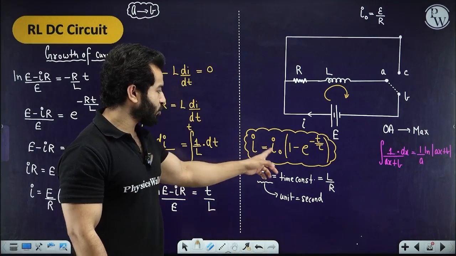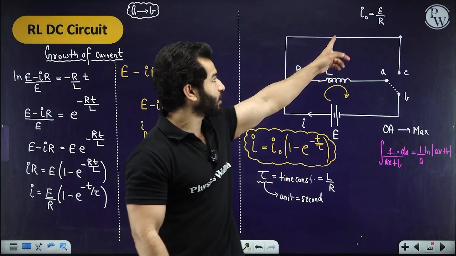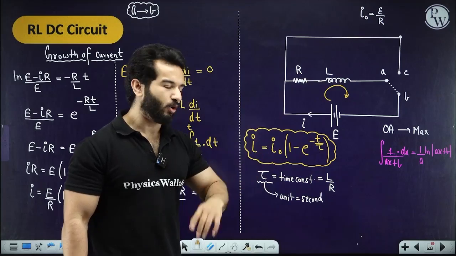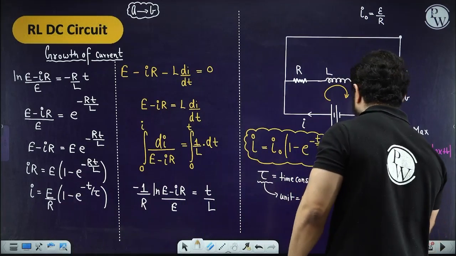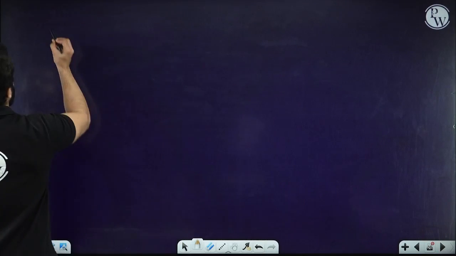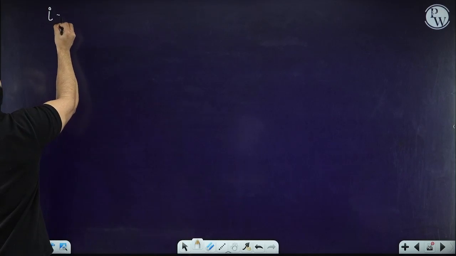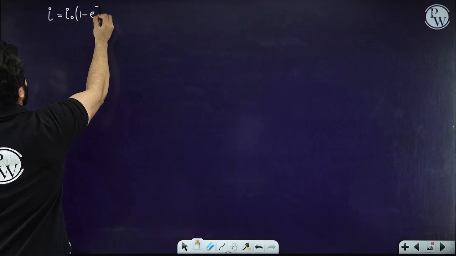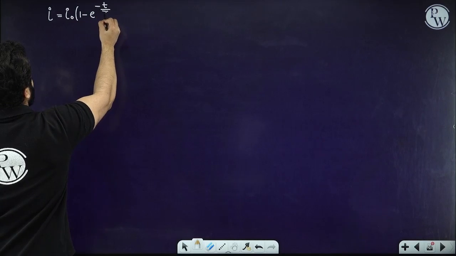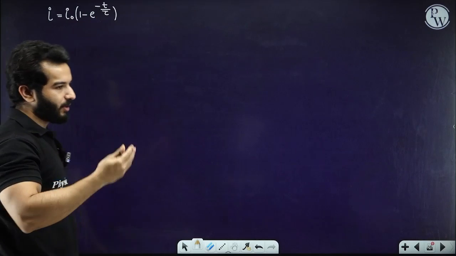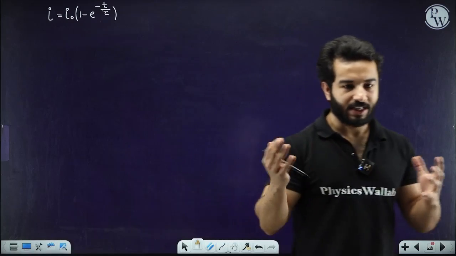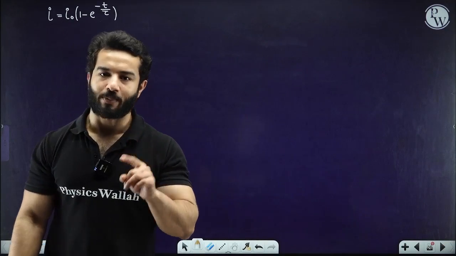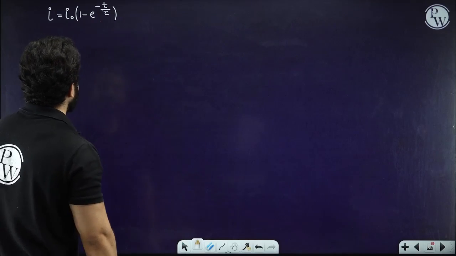Right, so I naught is the maximum current that we were talking about, E by R, right? I equals to I naught times 1 minus e to the power minus t by tau. So this is the equation. By the way, that tau is L by R, and in a complex circuit that tau will change, but we'll never see a complex question from this particular topic in NEET.